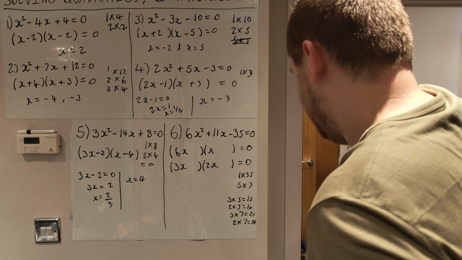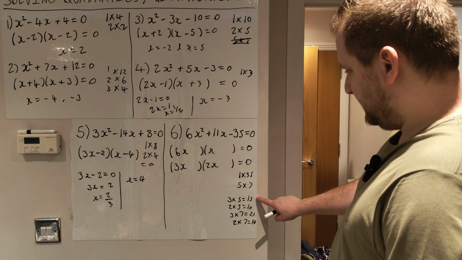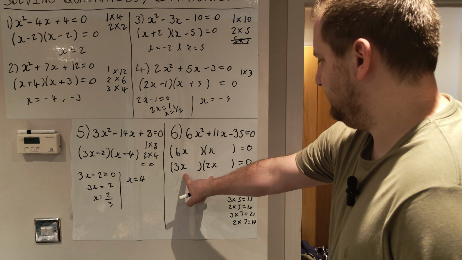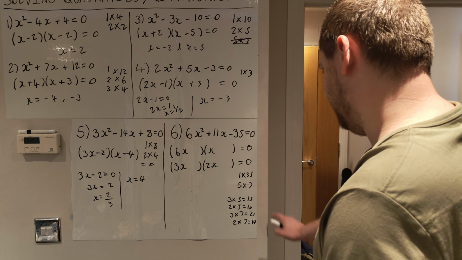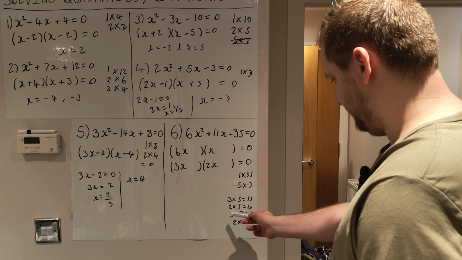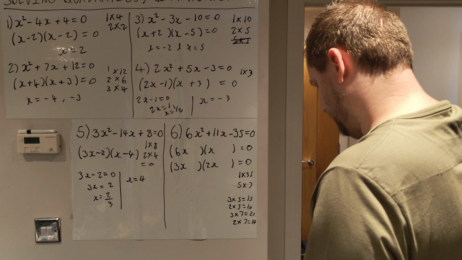Okay, so what I did here is I had a feeling that we might be using the 3 and the 2 and the 5 and the 7. So I started writing out the combinations, like 3 times 5, 3 times 7, 2 times 5, and 2 times 7.